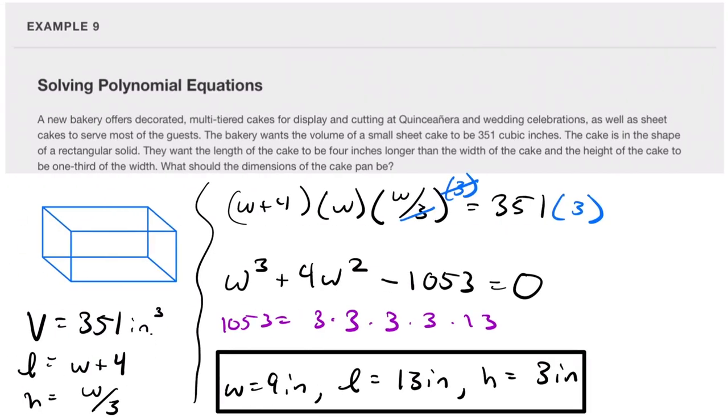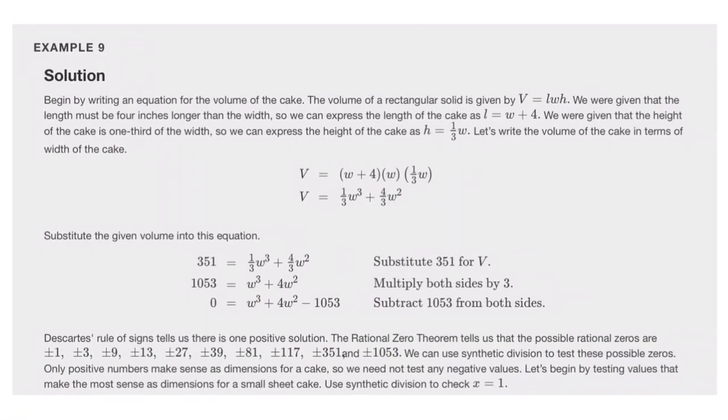Where you see the purple is the 81 times 3, and then we had to do all the plus or minus 1, 3, 9, 13. I wasn't about to write all that. All right. And then only positive numbers make sense as a dimension for a cake, so we don't need to test any of the negative values. And then let's begin by testing the values that make the most sense as the dimension for a small sheet cake.